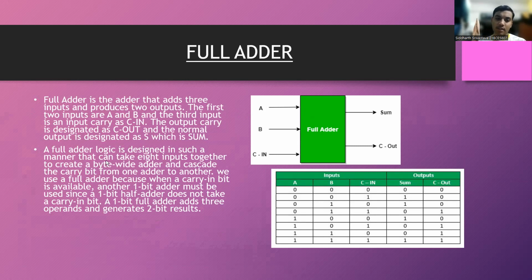A full adder logic is designed in such a manner that it can take 8 inputs together to create a byte-wide adder and cascade the carry bit from one adder to another. We use a full adder because when a carry in bit is available, another 1-bit adder must be used. Since a 1-bit half adder does not take a carry in bit, a 1-bit full adder adds 3 operands and generates 2-bit results, as we have seen in the diagram. Here the truth table is also given. We can refer to it. So let's move further.